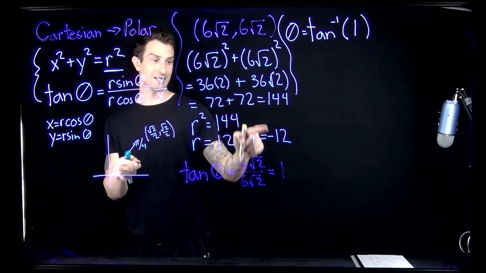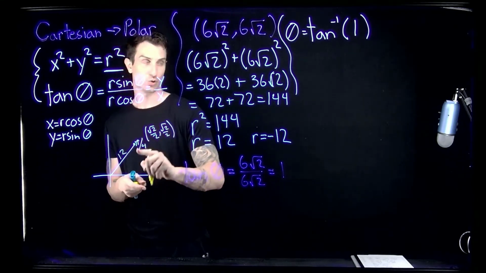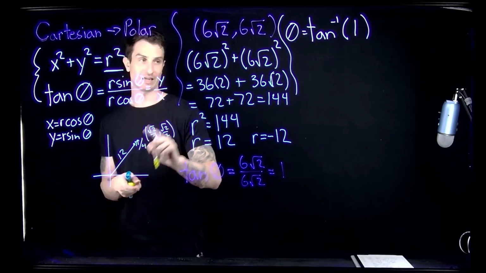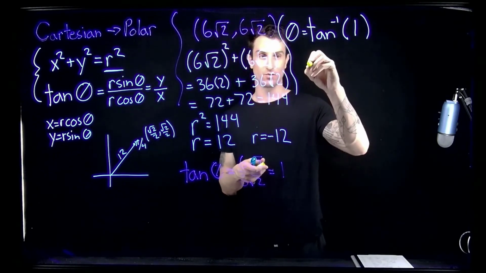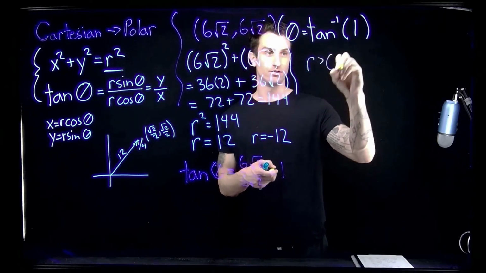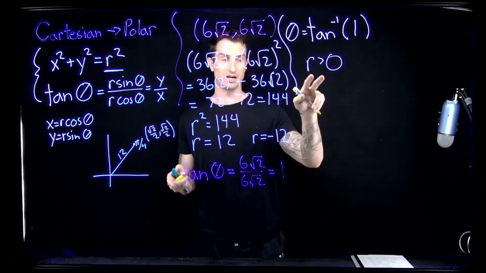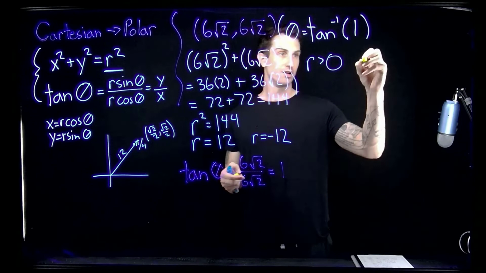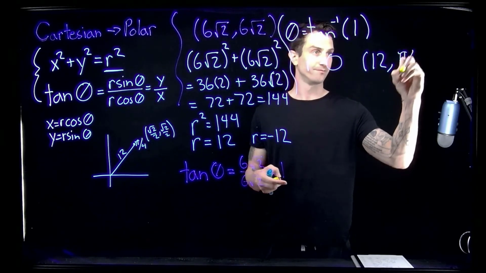And my radius is going to be the positive 12. Why? Because we're moving in the direction of the angle. So I have one answer. So there's one answer where r is greater than 0. On your homework it'll ask for two different options. One where your r is positive, so greater than 0. We have 12 and pi over 4.